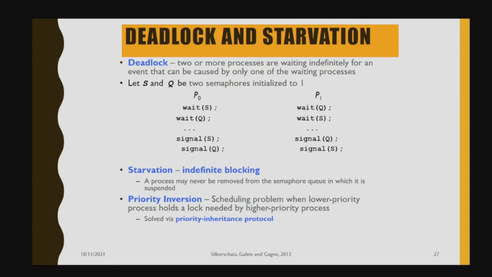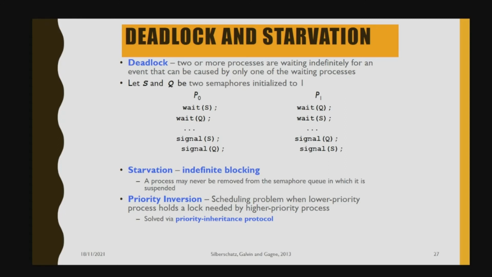So in this part we have two semaphores to initialize, process 0 and process 1. We have the waiting time for S, waiting time for Q, and then wait for Q, wait for S, and then it needs the signal before it can be executed.